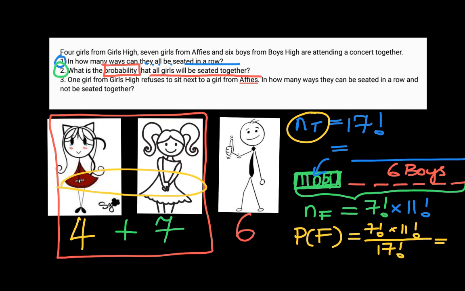Okay, and now our best of the best of the questions, question 3. What about this one? One girl from Girls High, one of them, refuses to sit next to a girl from Affy's. Okay, now I've got lots of people, so there will have to be lots of options when I start separating those girls. So we must find an easier way than to just write out all the possible options where these two girls do not sit next to each other. Think about it.